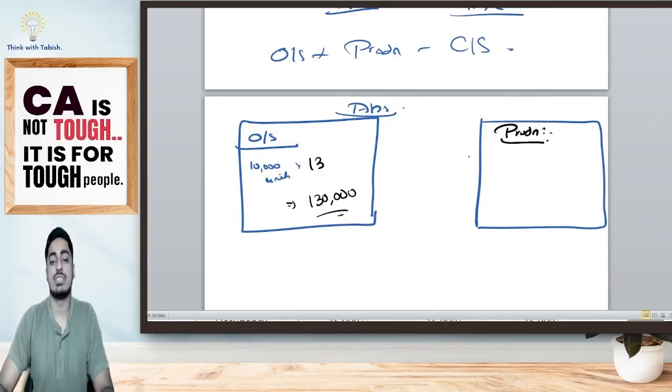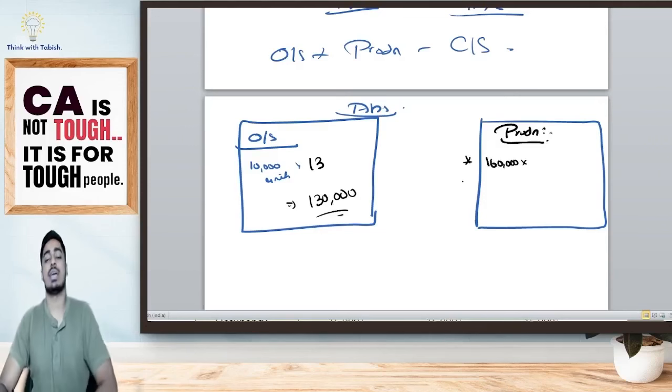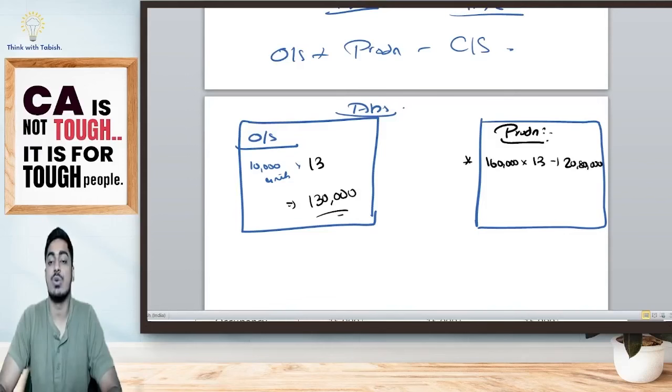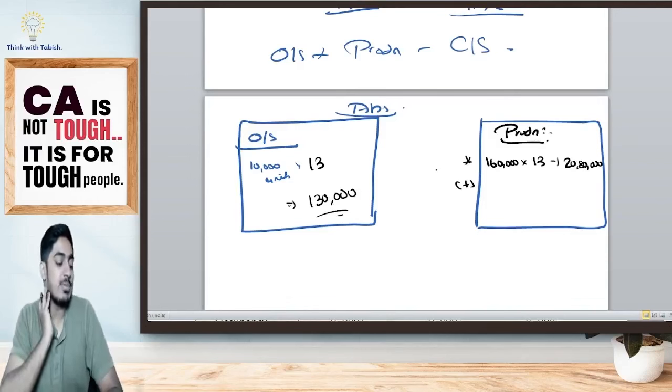In this period, I will take production. How many units have been produced in the current year? 1,60,000 units have been produced in the current year. Now look at this, students. Ideally, to produce 1 unit, how much should my cost have been? 13 rupees. That means ideally I would have incurred 20,80,000 rupees. But wait, what happened? In this year, some extra cost was incurred. My actual variable production cost was higher by 35,000.